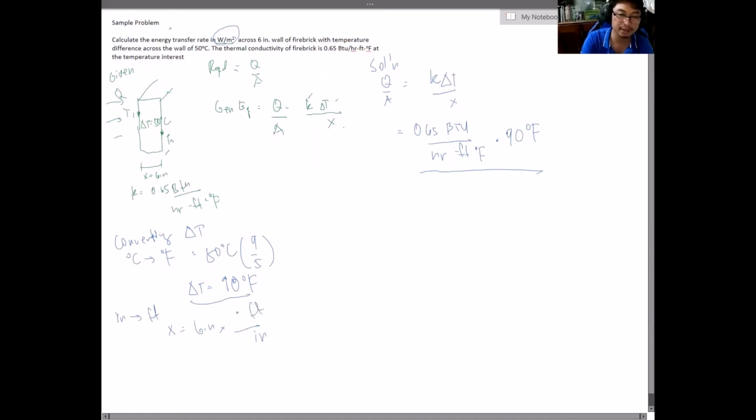So for every 1 feet, there is 12 inches. So our X is 1/2 inch or 0.5. Sorry, 1/2 feet or 0.5 feet. So cancel sa inches. Substitute to our general equation. So this is 0.5 feet.